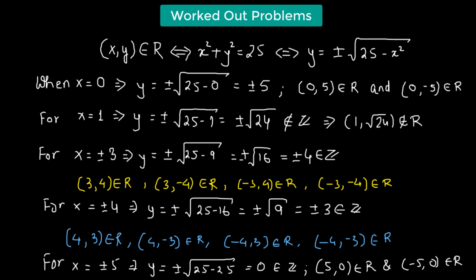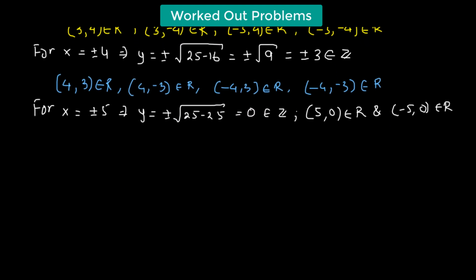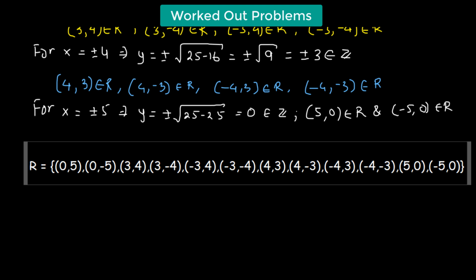So let's list all the relations. So we have listed out all the ordered pairs for the given relation, and this is the roster form. Now let's find out the domain. So the domain represents all the first elements from the above set. So we have the elements 0, 3, negative 3, 4, negative 4, 5, and negative 5. These are all the first elements from the ordered pairs taken from the relation R. So this will give us the domain.